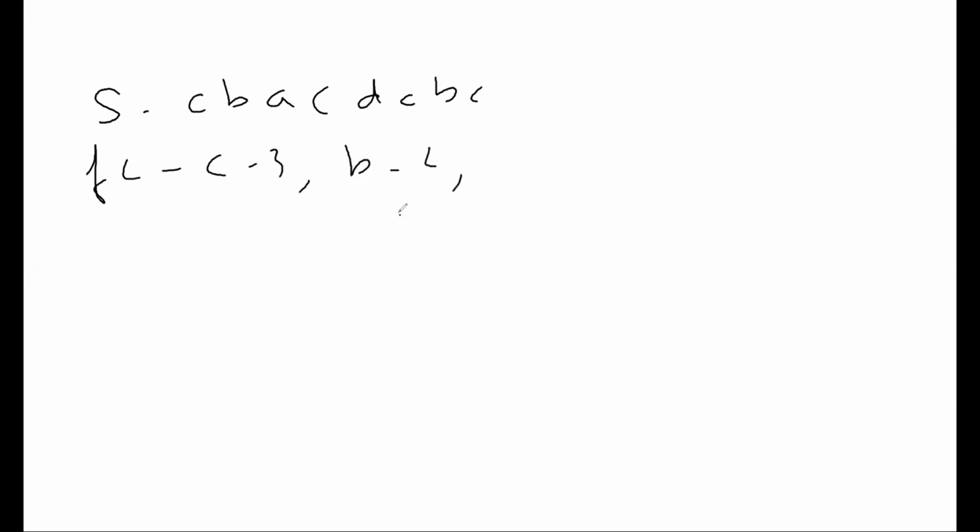Can you see my whiteboard? Yeah. So if we take this example where our input string is CBACDCBC, and then we have this frequency count, which we said C will be 3, B will be 2, D is 1, and A is 1, right?